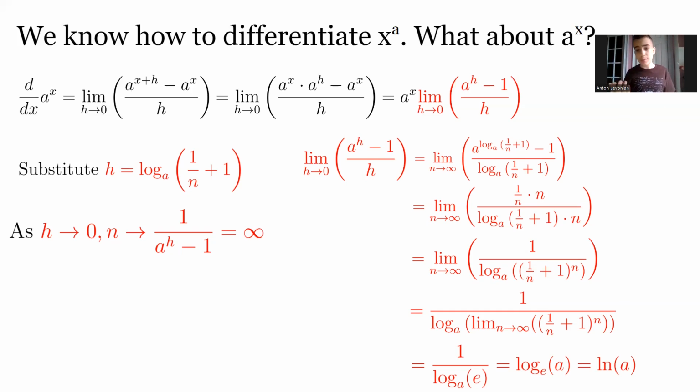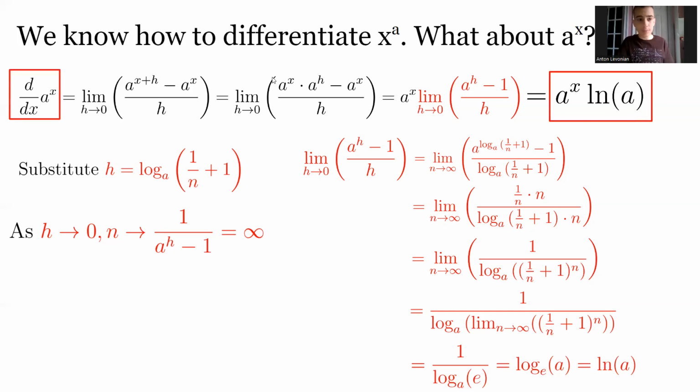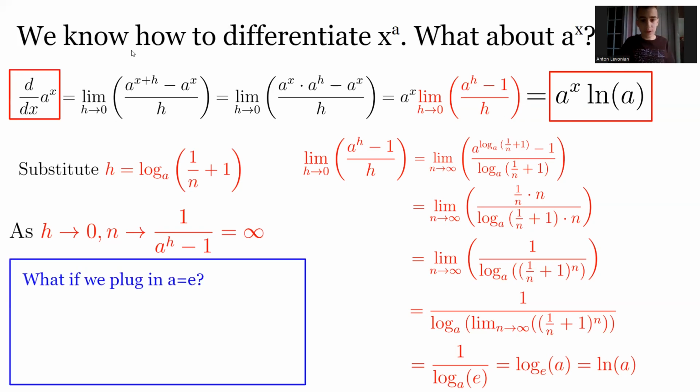So when you see ln, that means logarithm base e. So we finally got to the fact that this limit right here is equal to the natural log of a. We can just plug this into the limit, and we are done. So this is the constant that we scale the exponential function by to get its derivative.